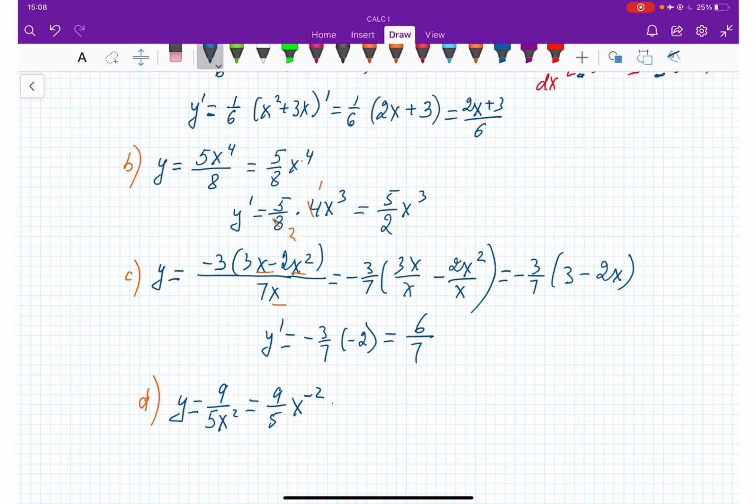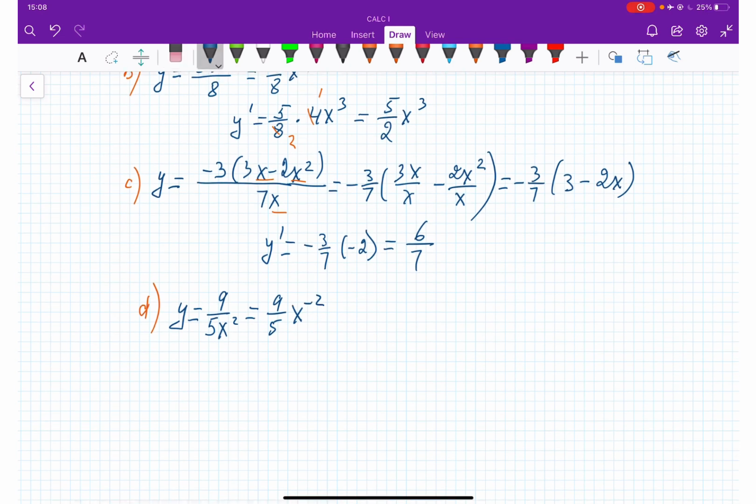And this is going to be equal to 9 over 5. Okay, y prime, let me write down, is equal to 9 over 5, which is a constant. Now negative 2 comes in front, x, and negative 2 minus 1 will be negative 3, right? And this will be equal to negative 18 over 5, and x to the negative 3 will come down, x cubed.